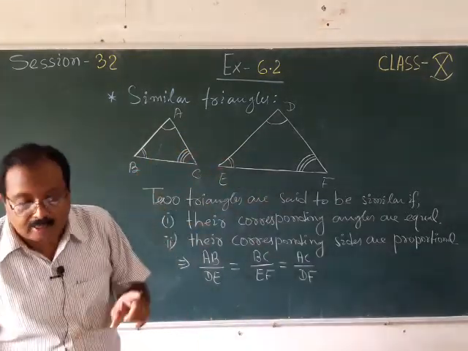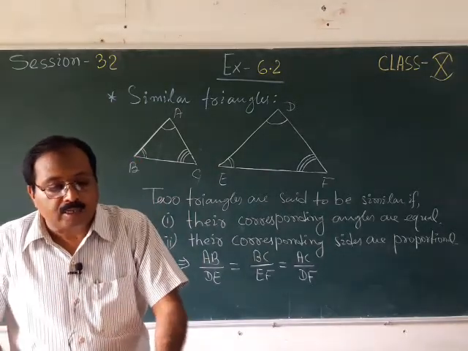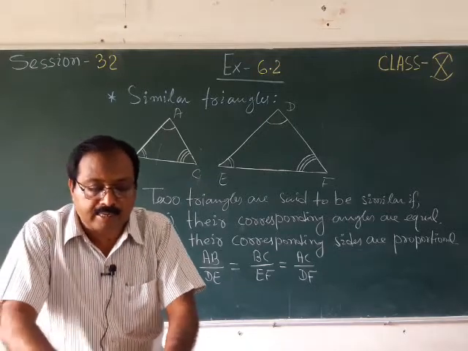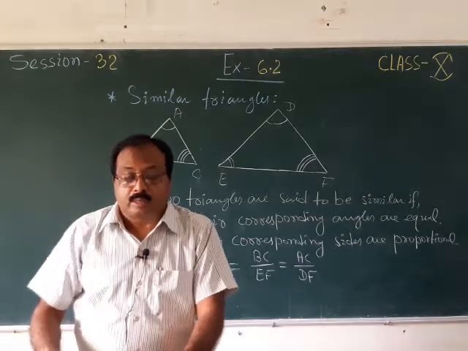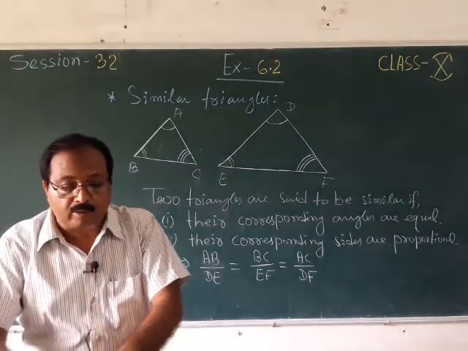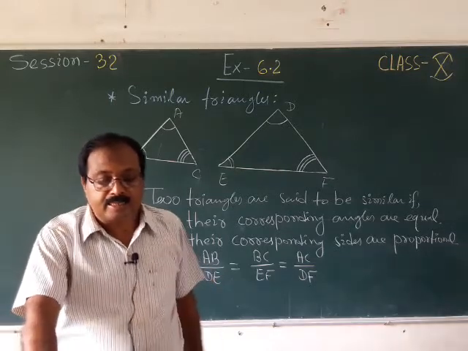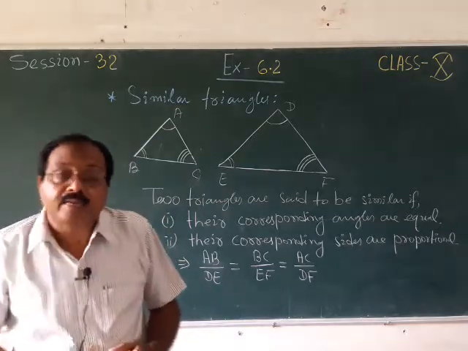This is known as the corresponding sides. Now, here theorem number 6.1 is there. One theorem is there, that is 6.1. If a line is drawn parallel to one side of a triangle to intersect the other two sides in distinct points, the other two sides are divided in the same ratio.